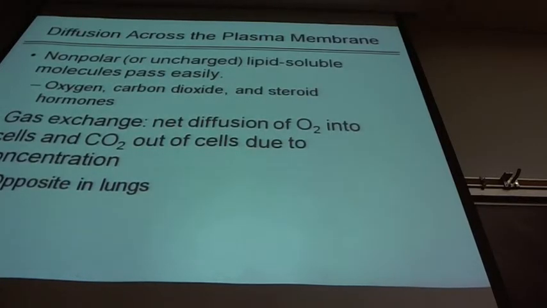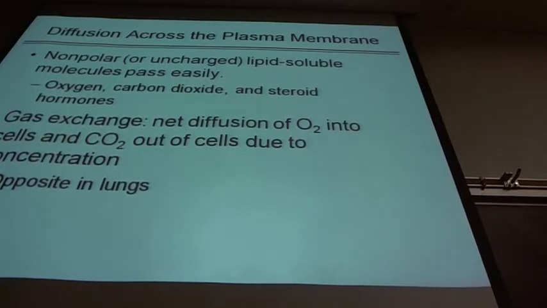Diffusion across the plasma membrane. Nonpolar, lipid-soluble substances usually pass pretty easily. Oxygen, CO2, and steroid hormones go across too, generally because of their smaller size.